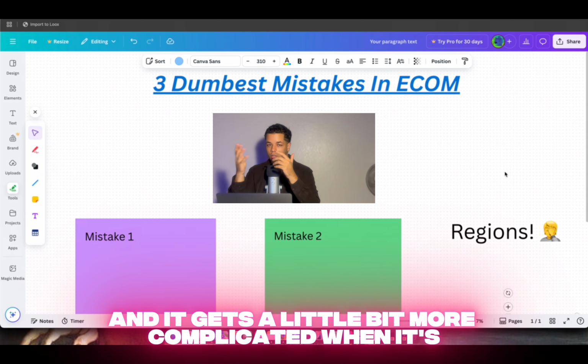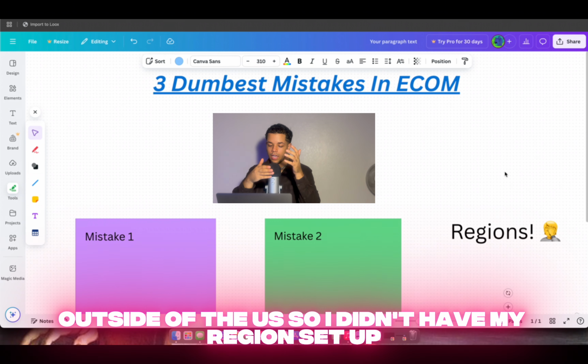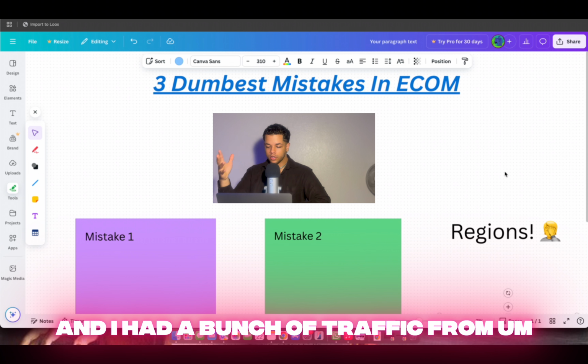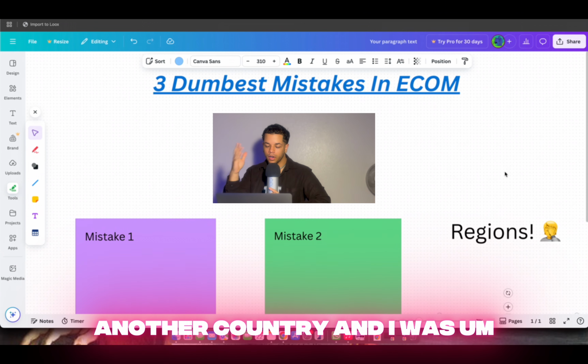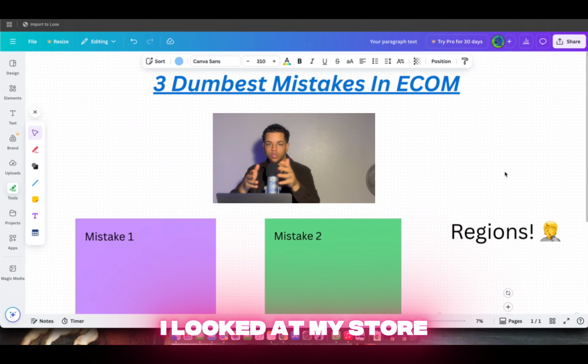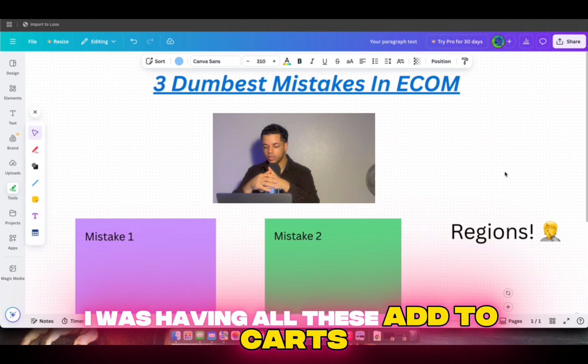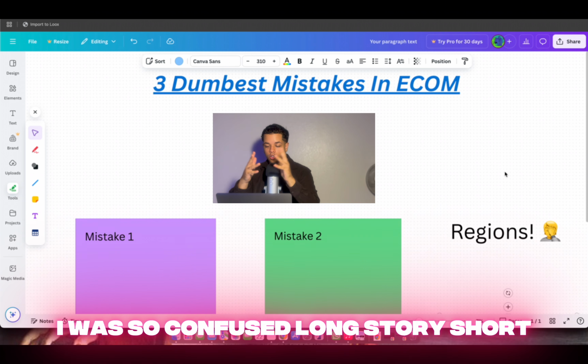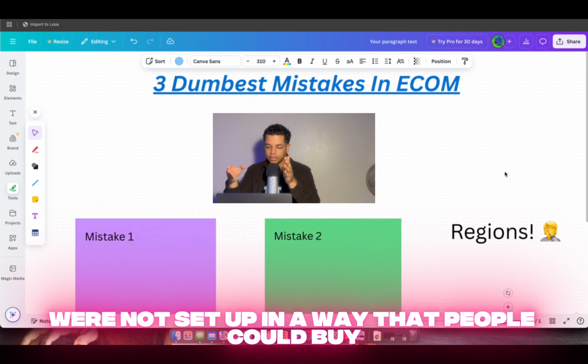And it gets a little more complicated when it's outside of the US. So I didn't have my region set up. I remember I was testing a product and I had a bunch of traffic from another country, and I looked at my store. I was having all these add to carts, people checking out, and I wasn't getting any sales. I was so confused.